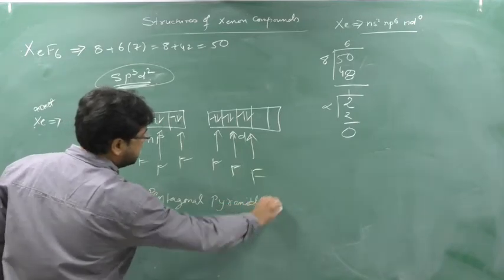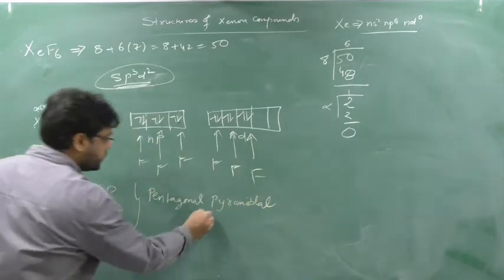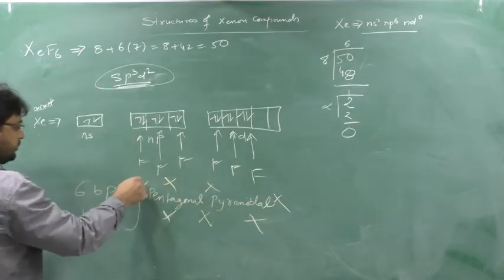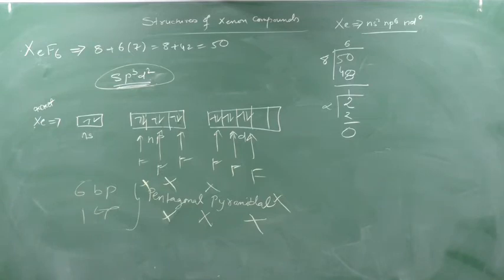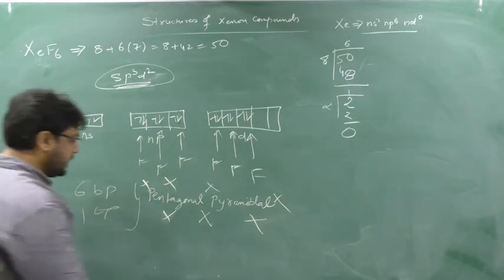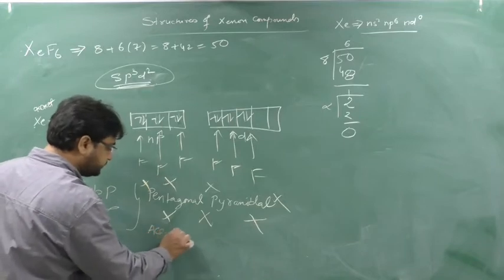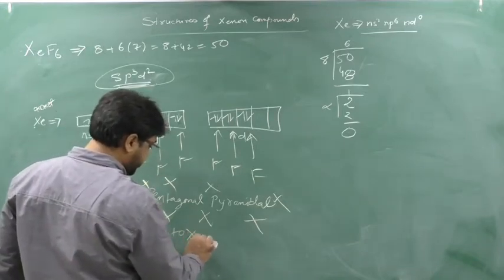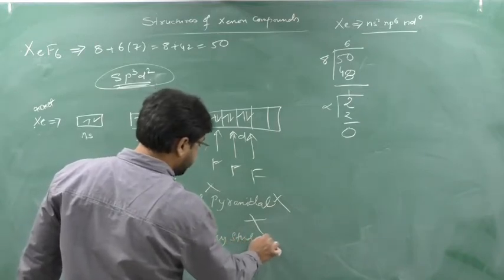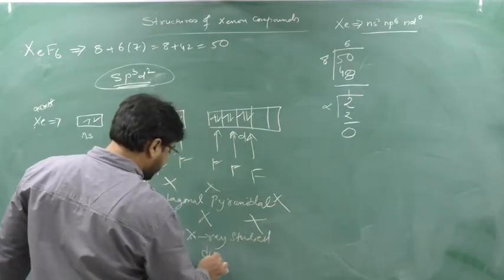Pentagonal pyramidal shape should be there, but it is not this shape. We do not have a pentagonal pyramidal shape. It should be pentagonal pyramidal, but it is not. According to X-ray studies, this is a very important point, the shape observed is distorted octahedral.